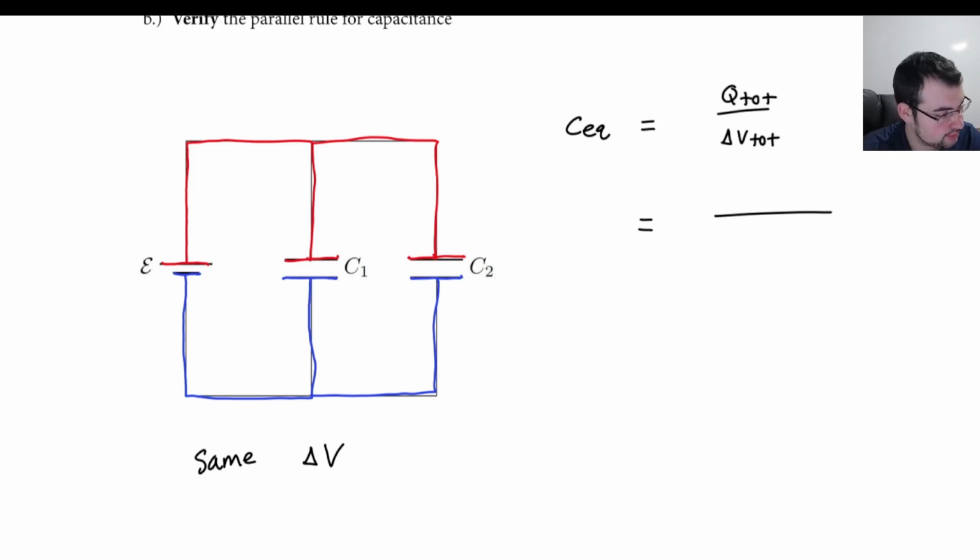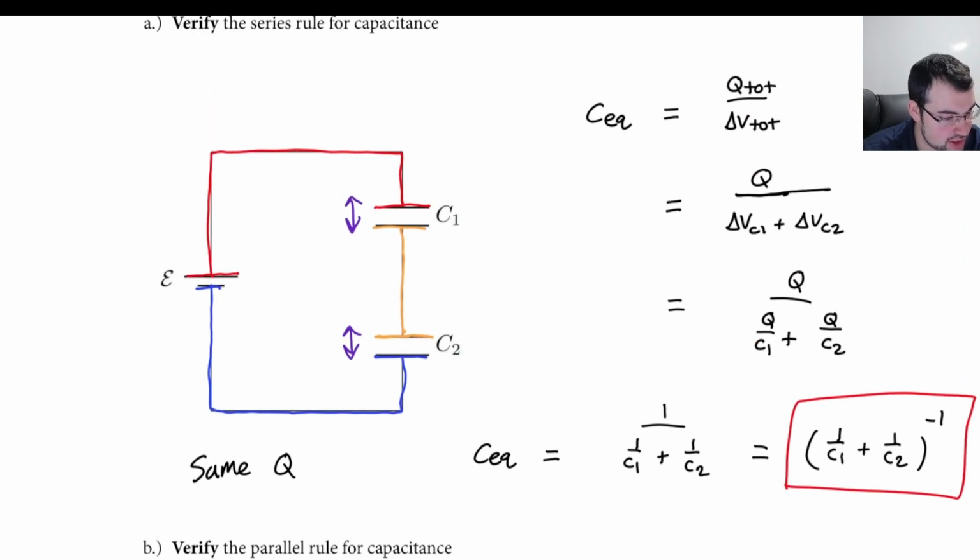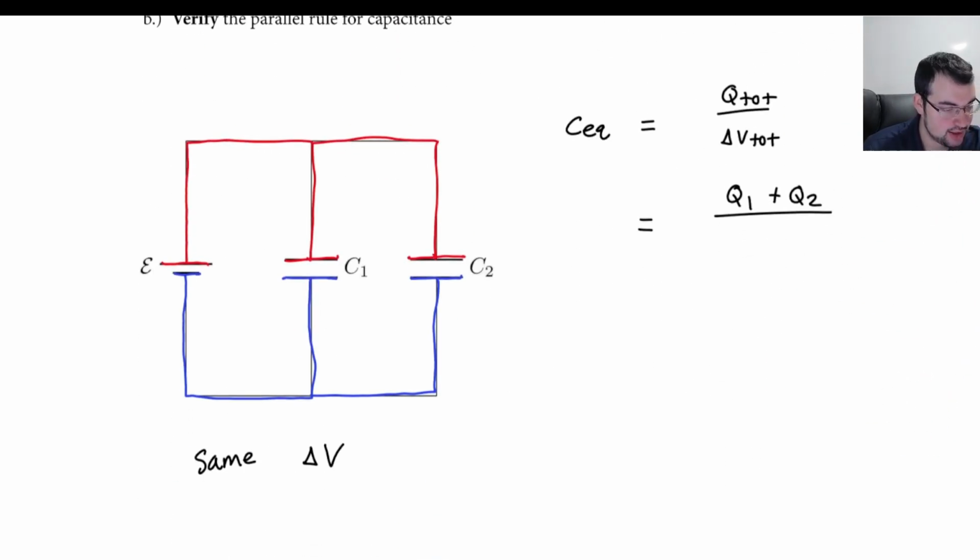So what is Q total? Well, we know that some of the Q is getting put on C1, and some of the Q is getting put on C2. This is not like we had in the previous case where they share the same Q in a series, because it's like a junction idea, where some of the charge splits to go here, some of the charge splits to go here. And then what is delta V total? Well, delta V total is just going to be our battery EMF epsilon.